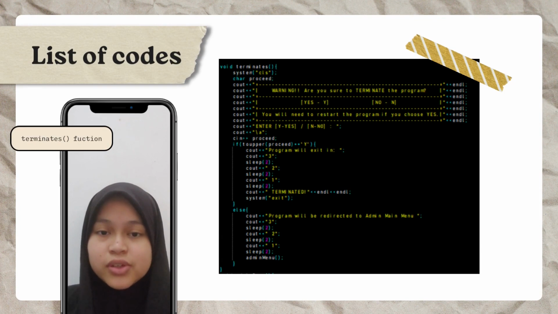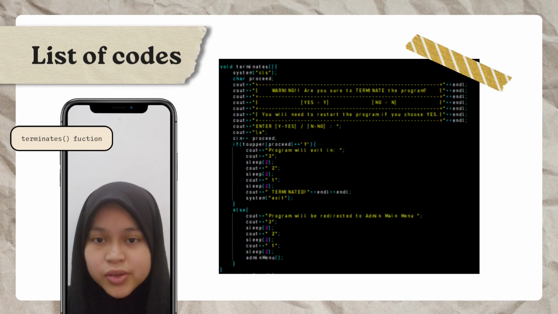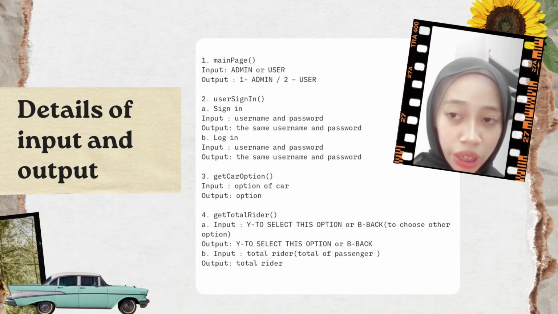The termination function is a warning for them to make sure about the termination, so they have a second chance to go back. Then, that's all for the list of code. I will explain the details of input and output.